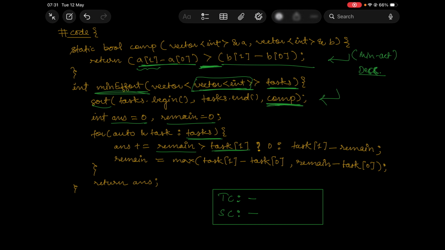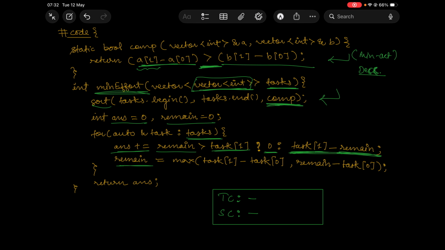As I already told above, in our answer, when remaining is greater than what the task requires, okay, so if it is already greater than what it requires, we don't need to add anything to our answer, so we add 0. If it is less, then in that case we need to add the difference. Okay, so our task needed this, we had this remaining, so whatever is the difference, we need that much more added to our answer to start with that task, right? So this is how we are calculating our answer.